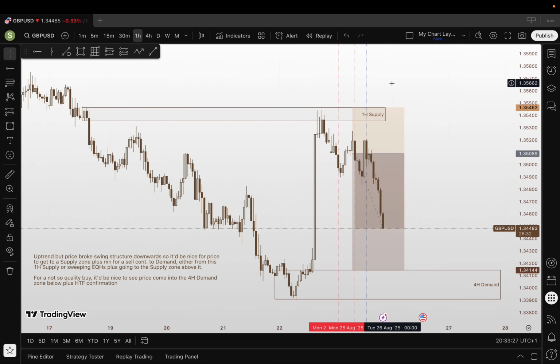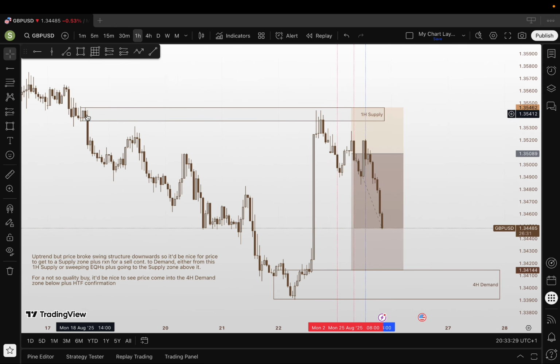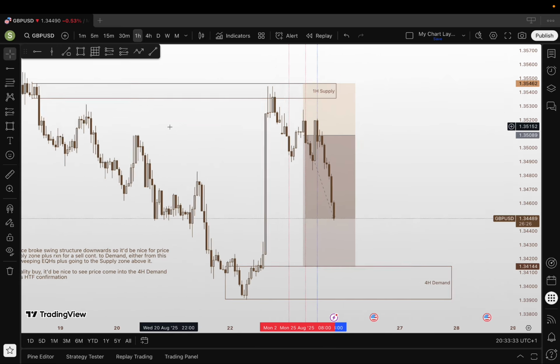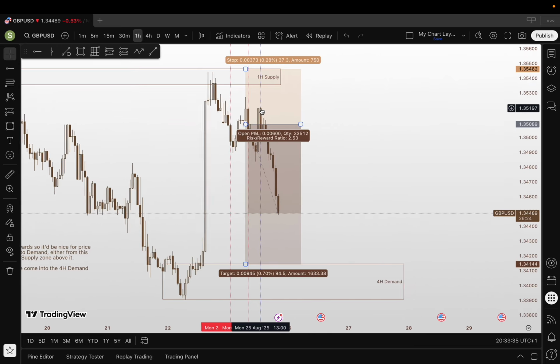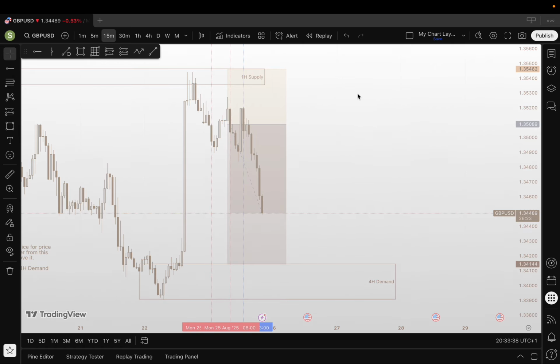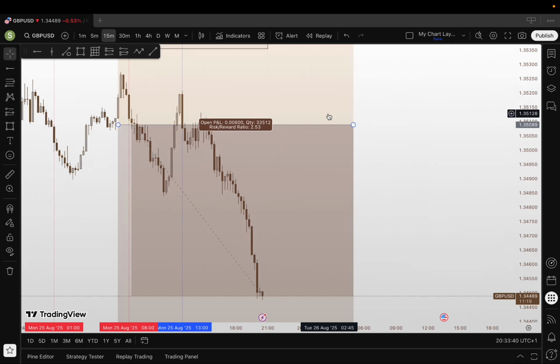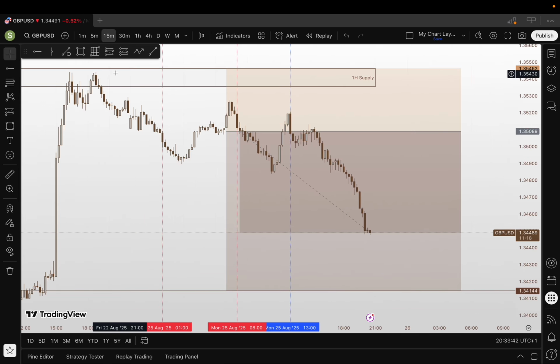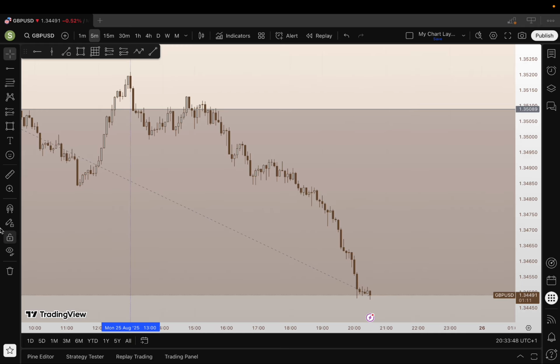So for GBP/USD, this is a 1 hour supply zone. It still has a fair value gap here. Price came into it and gave a change in the state. Price came into it. That's now. Let's check 15 minutes. On 5 minutes, sorry.